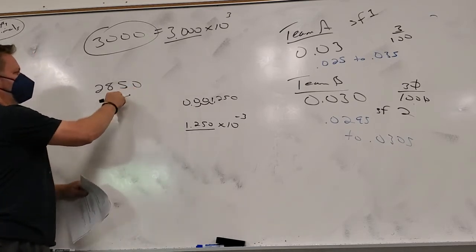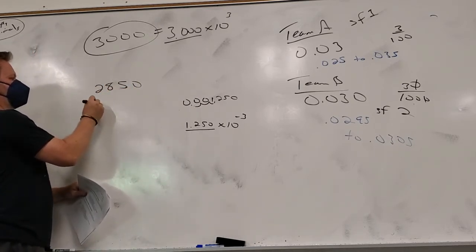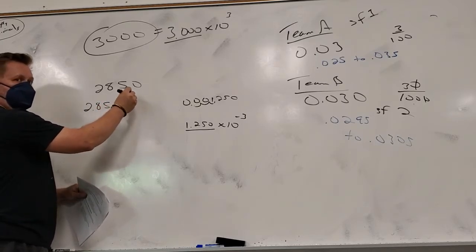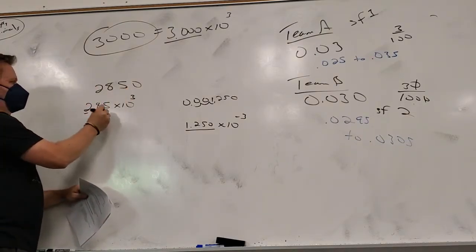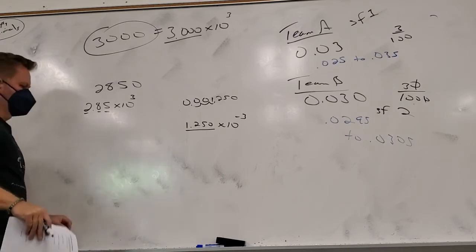And again, how would I make this into scientific notation just directly? Would it just be 2.85? Right? 1, 2, 3. Yeah. Okay.